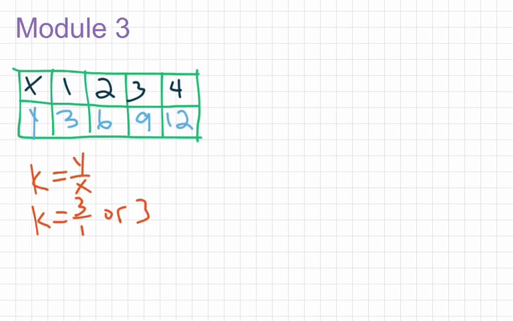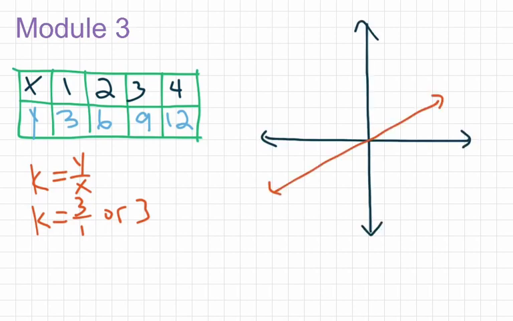In the same way, if we have a graph, we can determine whether it is proportional just by looking to see if it passes through the origin or not. With this specific example, we see that the graph does go right through the origin. Therefore, we know that this graph represents a proportional relationship. Again, from a table, we look for the k value. For a graph, we just look to see if it passes through the origin.